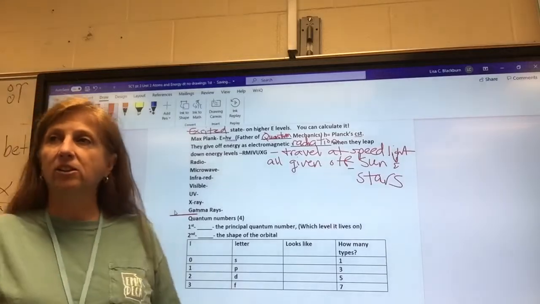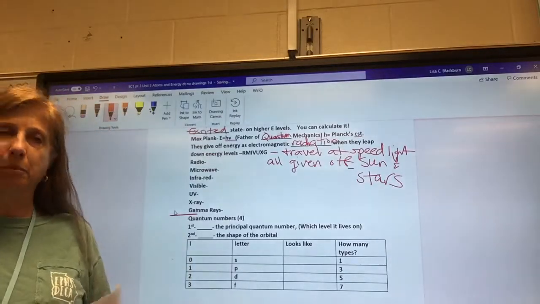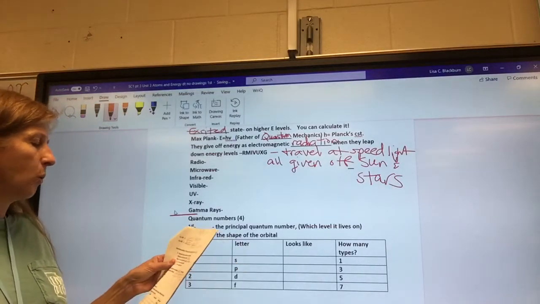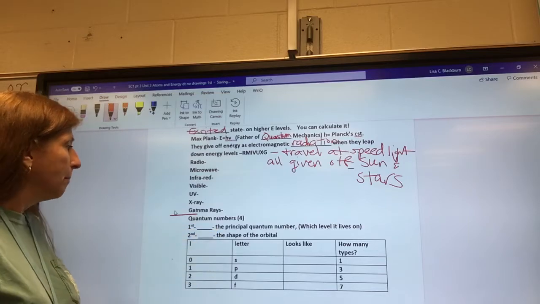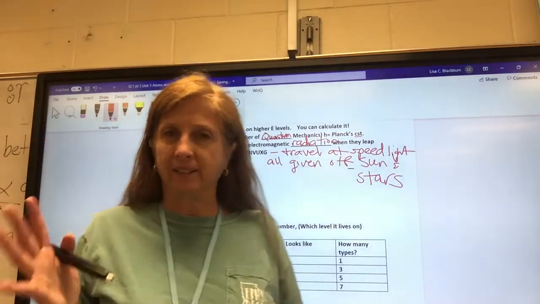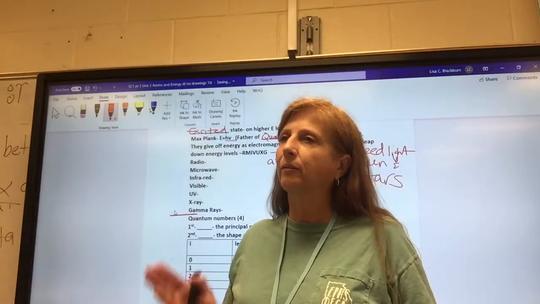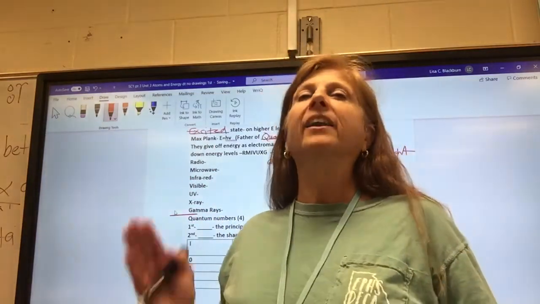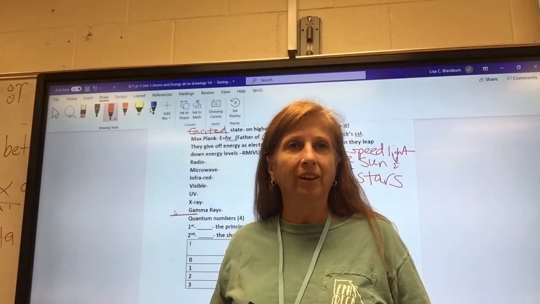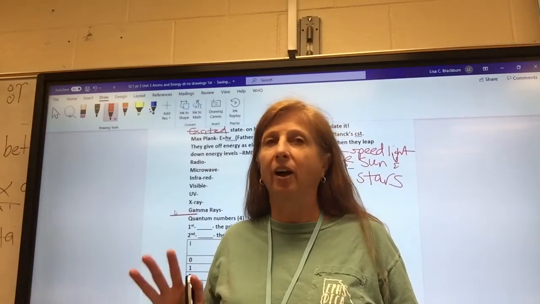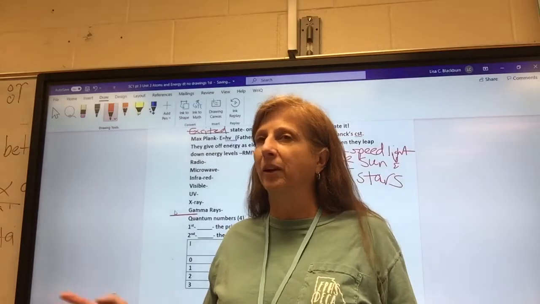All right. So here's how the address works. It's four numbers. The first one is called the principal quantum number. But because this is science, it's a little bit confusing. You would not expect quantum physics or quantum chemistry to not be confusing, would you? We expect this to be a little confusing, right? If it was easy, then it wouldn't sound hard.